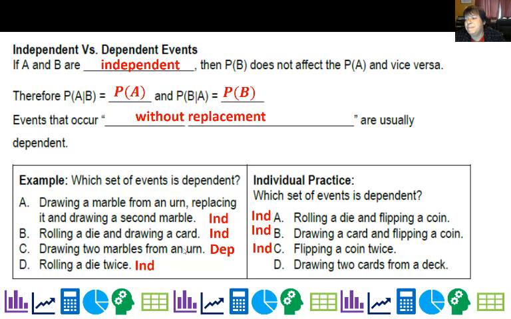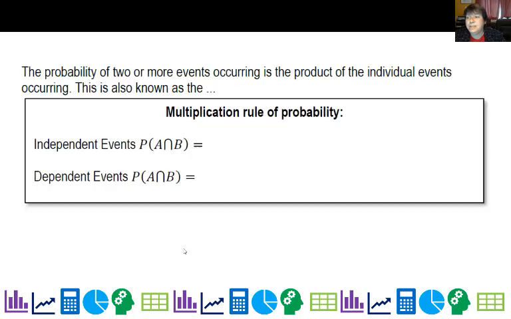So that's independent. But drawing two cards from a deck, if you draw an ace and you wonder, what's the probability I draw another ace? Well, you already have one, and not only that, you've affected the total amount of cards. Instead of 52 cards, now there's 51. Instead of 4 aces, now there are 3. So that is dependent.